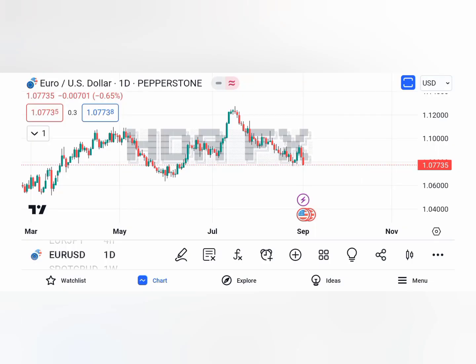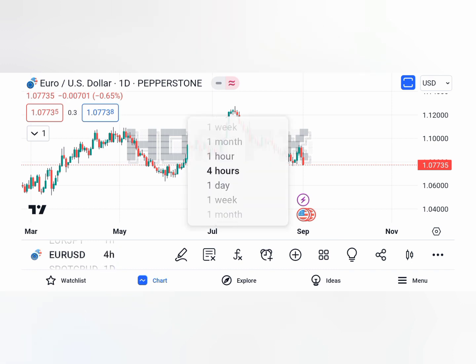So now, starting with Euro USD, we can see that Euro USD is in a massive drop. It's in a downward movement on the daily time frame. In the previous week, we saw the news on NFP and the manufacturing news. So now, let's move to the 4-hour time frame and see what we have there also.